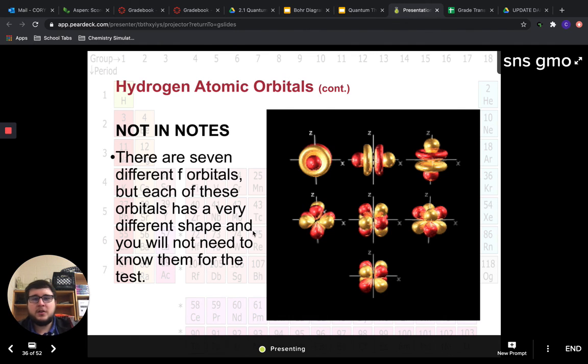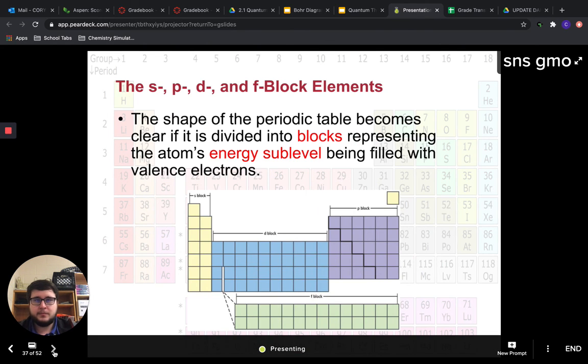There are also 7 different f orbitals, but you don't need to know the shapes of these. Each of them has a very different shape, and you won't need to know the shapes for the test. I just need you to know that there are 7 f orbitals. So there was 1 s, 3 p, 5 d, and 7 f's. It goes up by 2 every time.